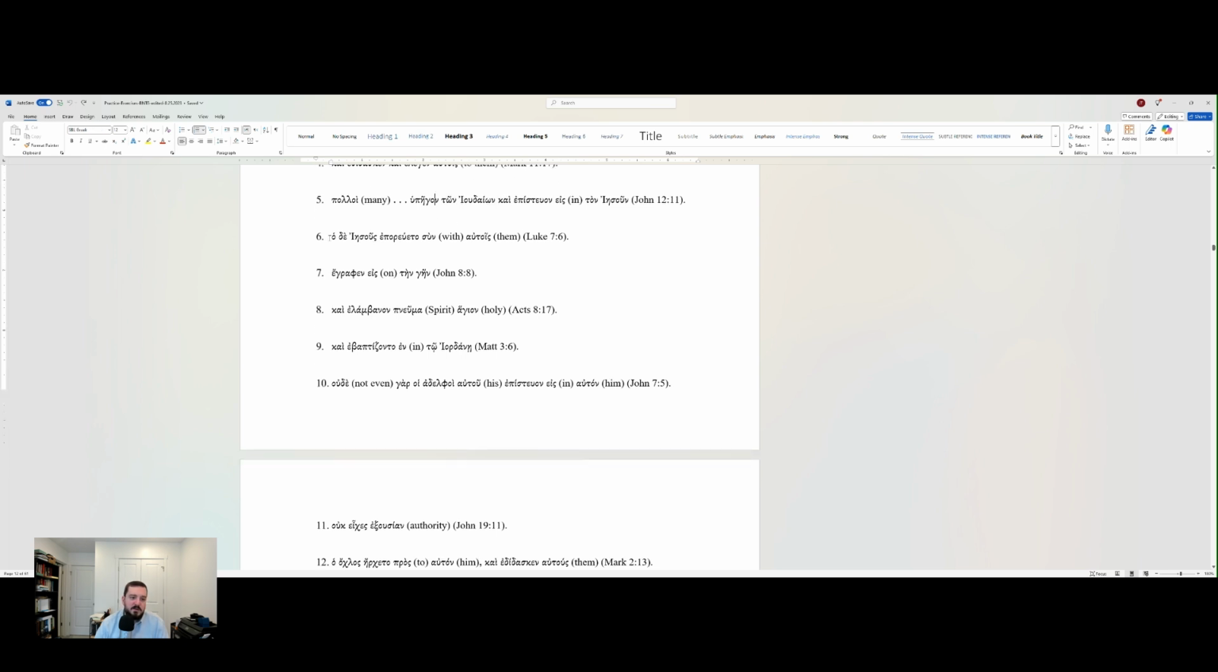Now we have 6, ho de Iesous eporeueto sun autois. Okay, so we got a couple things here. De, remember, is post positive. That's the term here, post positive. That means it's always going to come second in a clause when it shows up. So it kind of stands between the article and Jesus, but the article is in fact modifying Jesus, this word just goes where it goes. And you could say and or but.